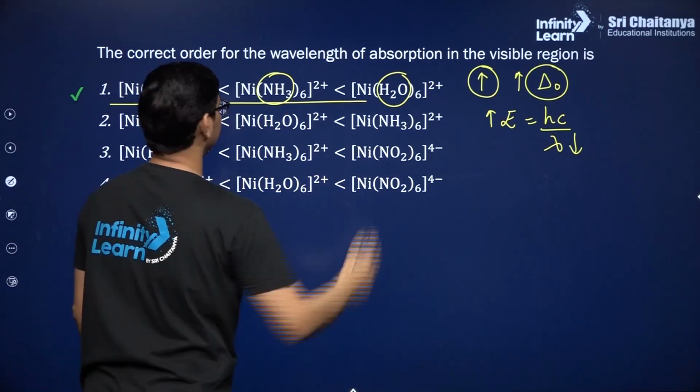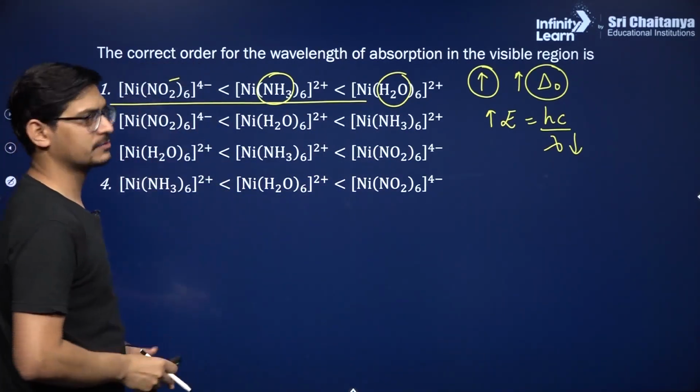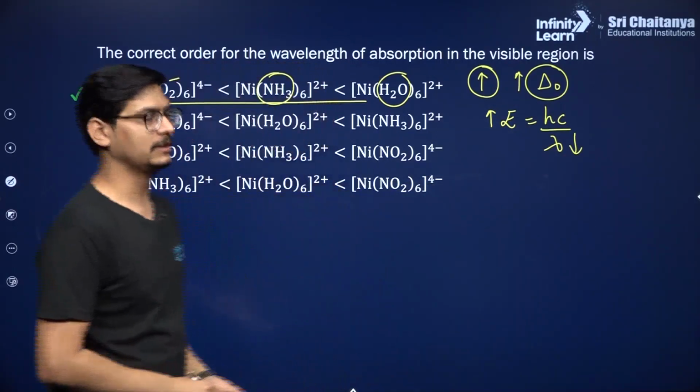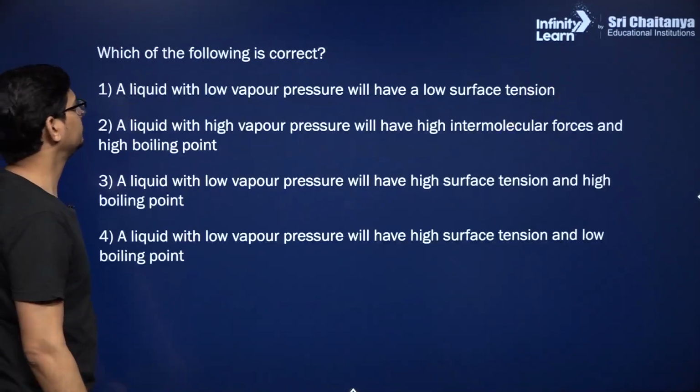Option 1. And out of these two, NO2 minus is a stronger ligand, so it will have higher CFSE and hence lower wavelength. So option 1 confirms with that concept.